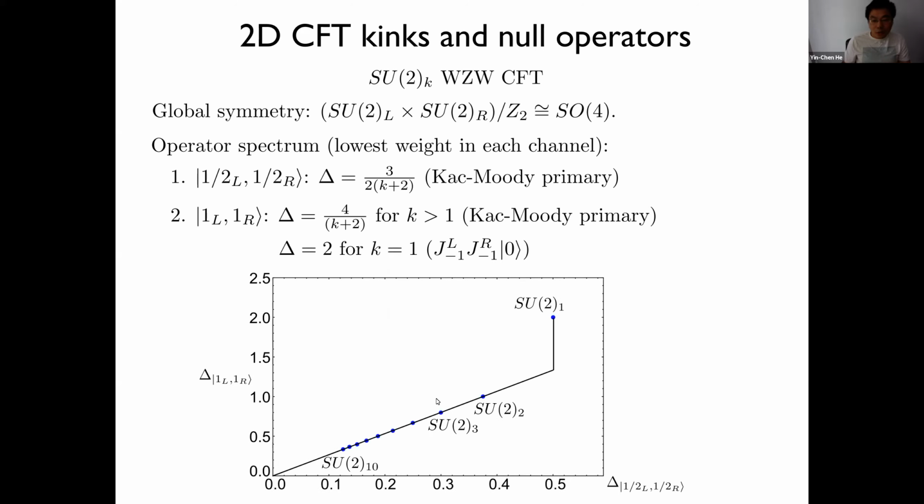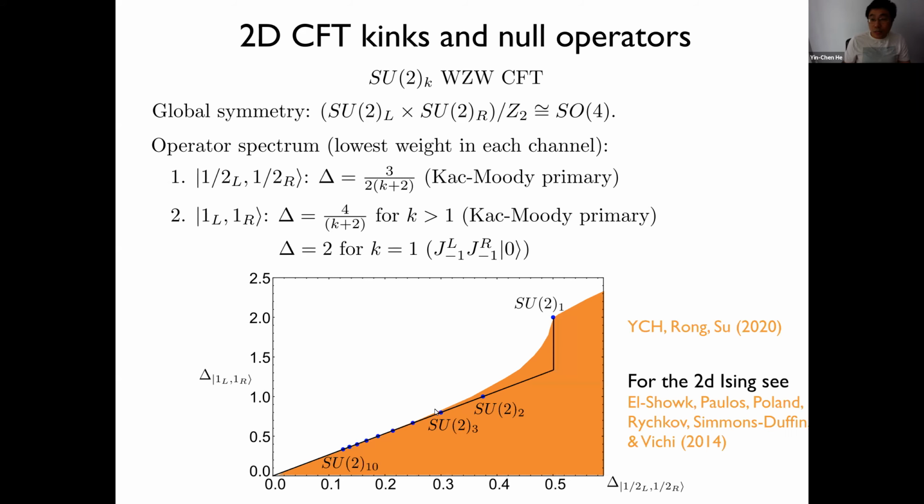So now we can just plot these results, let's say plot those 2 scaling dimensions. And that's what we get. So you can see that here we get a sudden jump at SU(2) level 1, and this corresponds to nothing but the appearance of null operators in the operator spectrum.